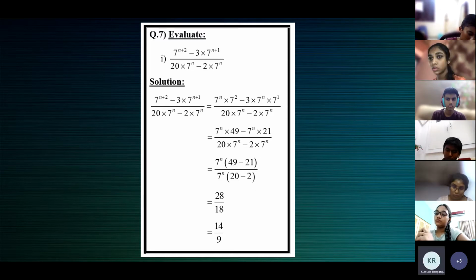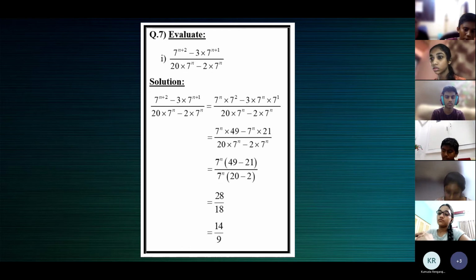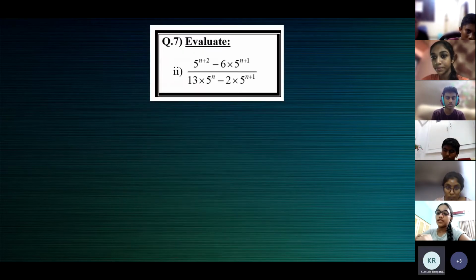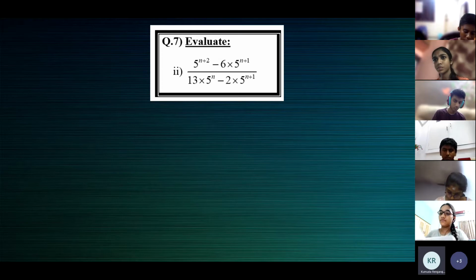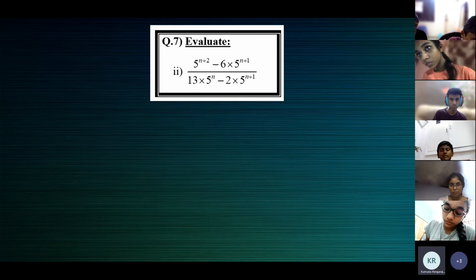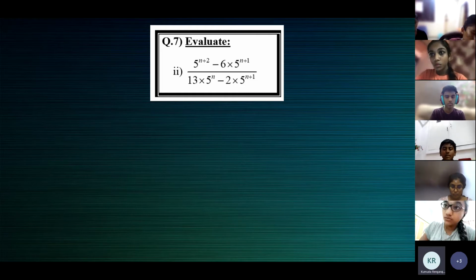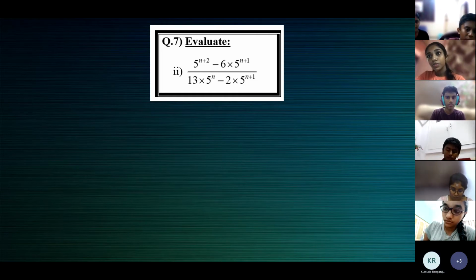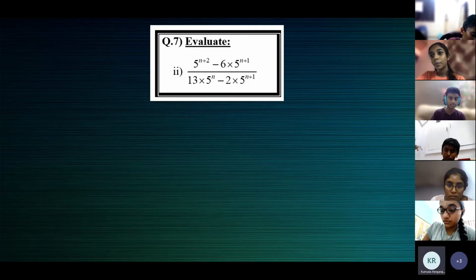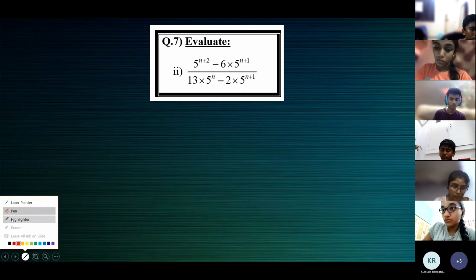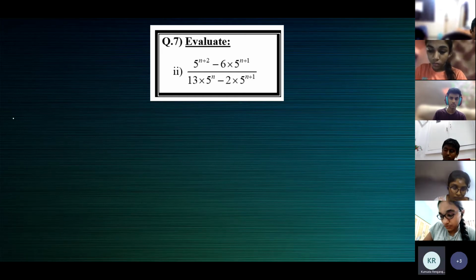Done, children? Done, ma'am. Yes, ma'am. Yeah, similar one. Try this one by yourself. Very similar. How do you write 5 to the power n plus 2? 5 to the power n into 5 to the power 2, ma'am. Okay, let's do it together. You tell me, I'll write down.